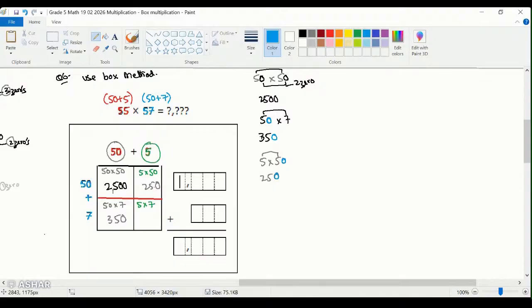See, what we are doing is we multiply 50 by 50, we get this answer. 50 multiplied by 7, we get this answer, right? And this one would be 5 into 7 is 35. Now what we are doing is, we multiply 5 by 50, we get 250. 5 by 7, we get a 35.